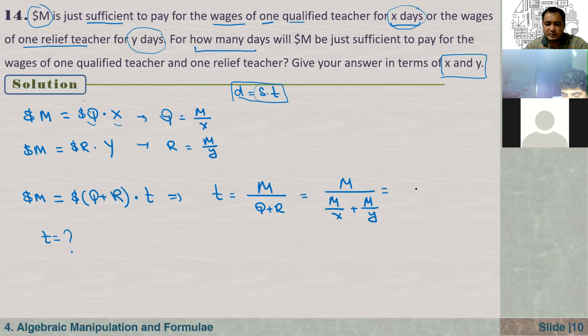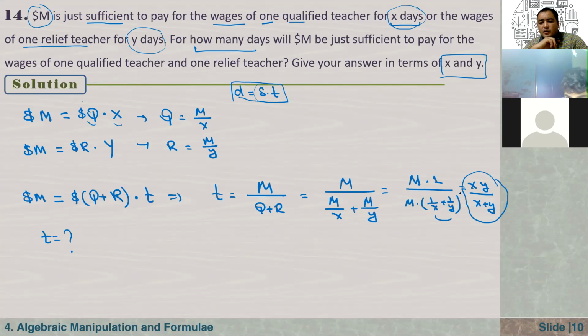And the M is a common factor. Here we have something like this: M times 1 over X plus 1 over Y. So this M cancels each other. And if you simplify this fraction, here we will have X times Y over X plus Y. So if the qualified and relief teachers work together at the same time, then for M dollars, they can work only for that many days: X times Y over X plus Y.